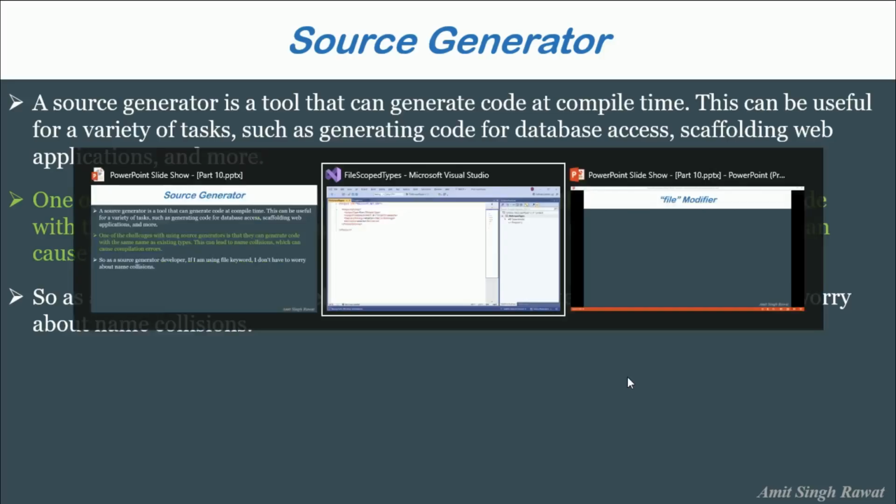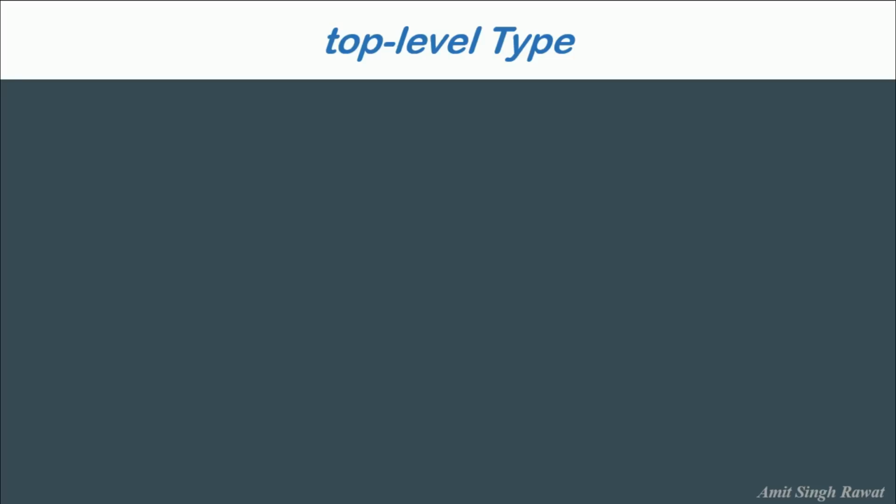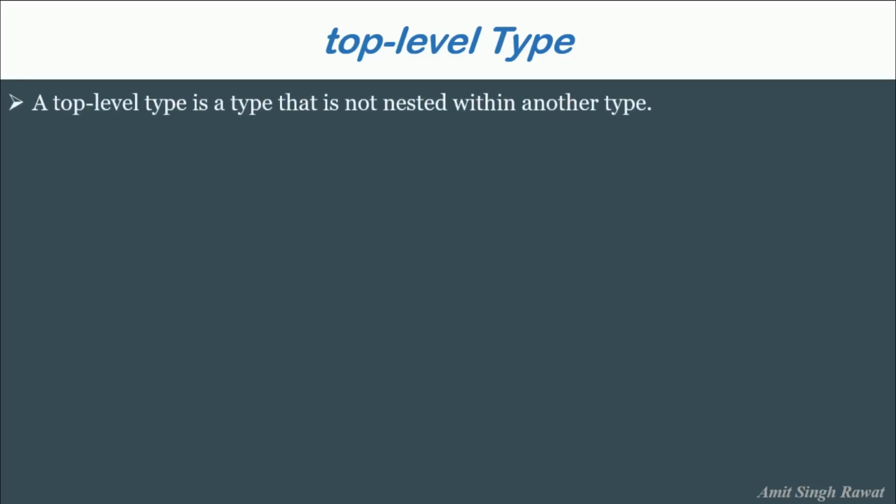Let's go to Visual Studio, where I have already created a .NET 7 console application. Now, as per the definition, the file modifier restricts a top level type's scope and visibility to the file in which it's declared. So what does top level type mean? Just in case you don't know, a top level type is a type that is not nested within another type.